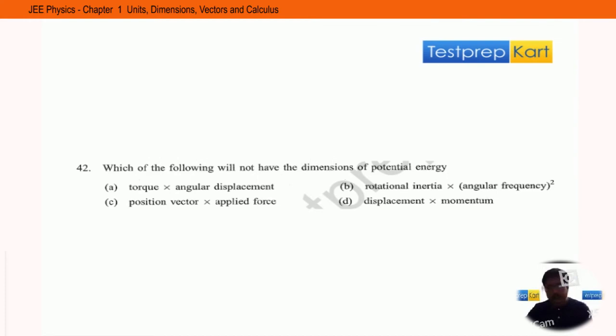Next question. Which of the following will not have the dimensions of potential energy? Not, remember. What is the dimension of potential energy? This is the question that we need to find out. We know that potential energy is mgh. So we can write M for m, L T to the power negative 2 for g, and h is L. So the dimension should be M L square T to the power negative 2.